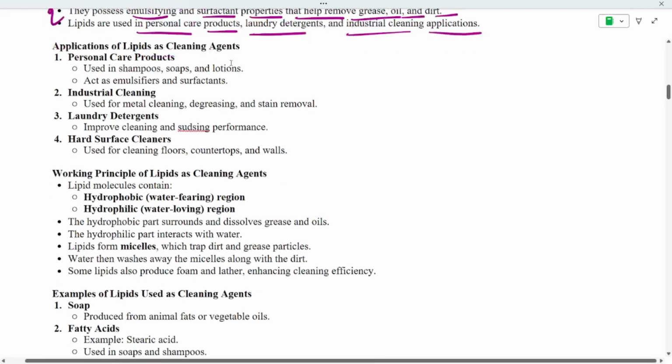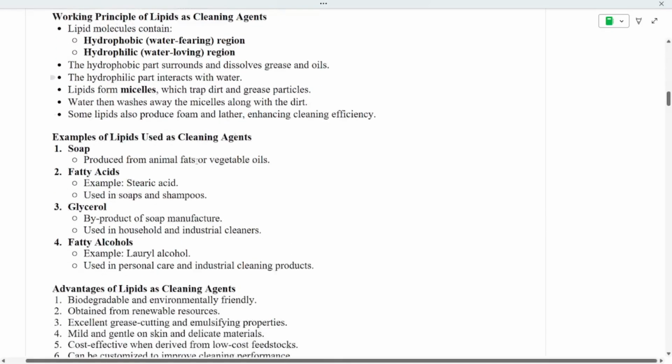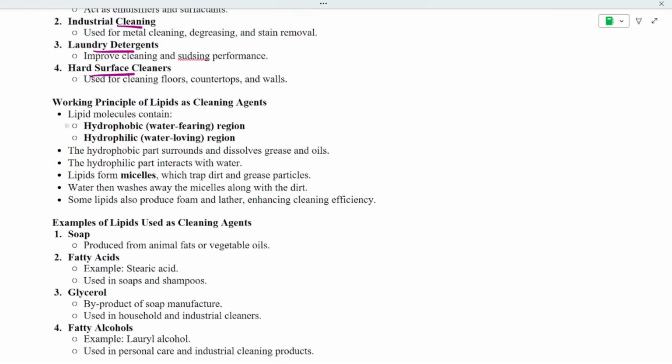Okay, next, what is the application? Personal care products, industrial use, laundry detergent, hard surface cleaners and all. What is the working principle? First, a lipid will have two regions: hydrophilic and hydrophobic. Hydrophobic is the water-fearing region, hydrophilic is the water-loving region. They will be having two regions.